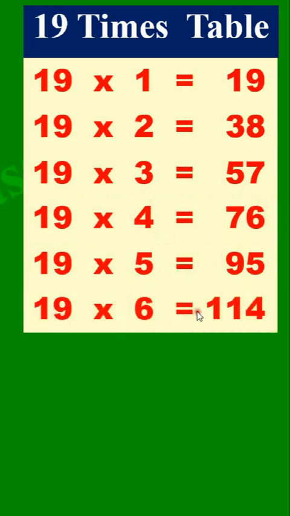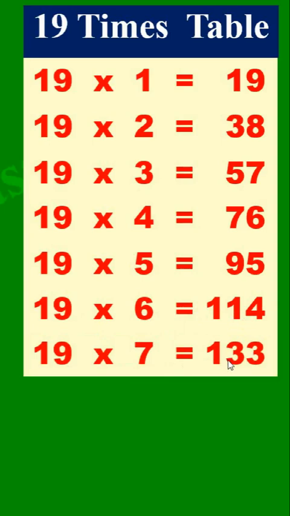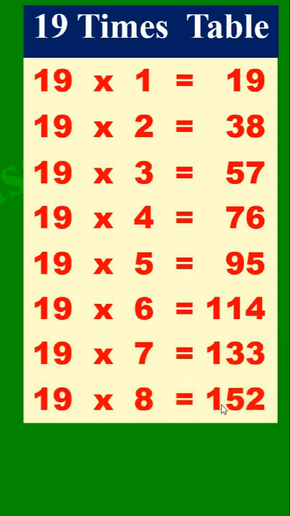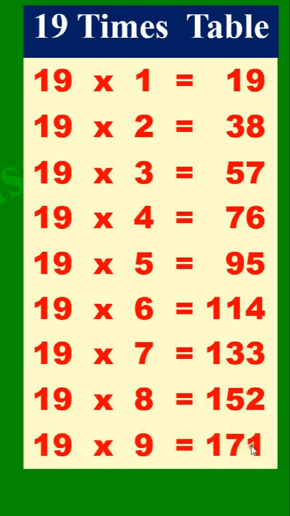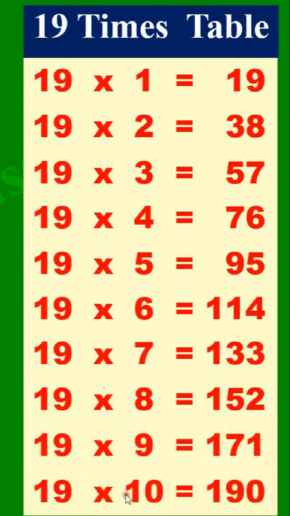19 times 6 is equal to 114. 19 times 7 is equal to 133. 19 times 8 is equal to 152. 19 times 9 is equal to 171. 19 times 10 is equal to 190.